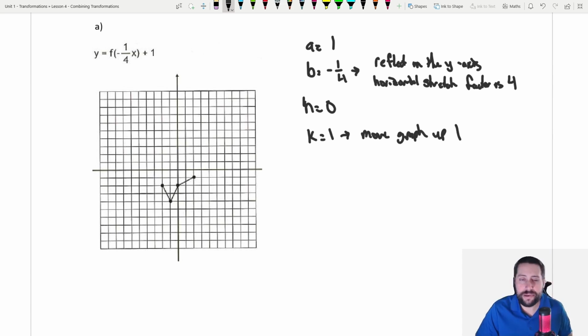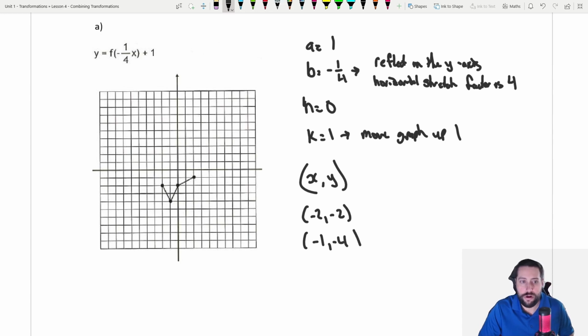Okay, so mapping notation and how it will work, we'll have x and y. So we're just going to look at all the individual points here. Looks like we have negative 2 and negative 2. Looks like we have negative 1 and negative 4. We have 0 and negative 2. And then finally we have 2 and negative 1. Okay, so those are all our values.